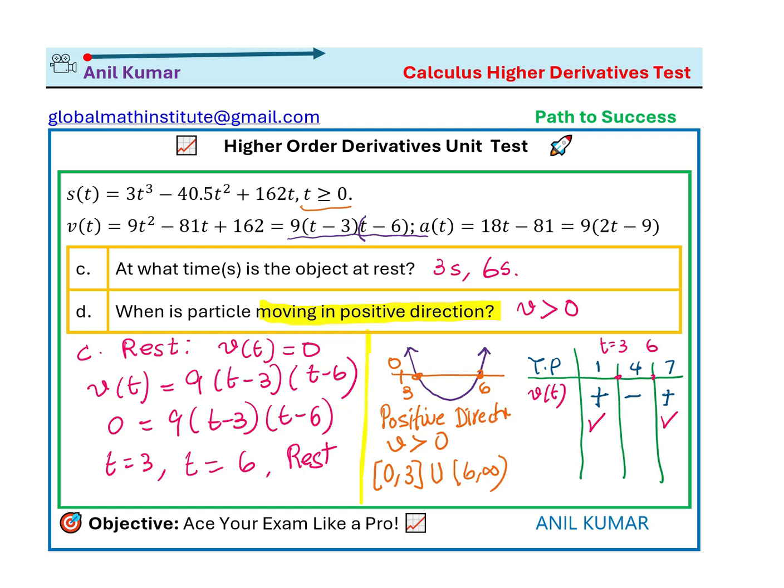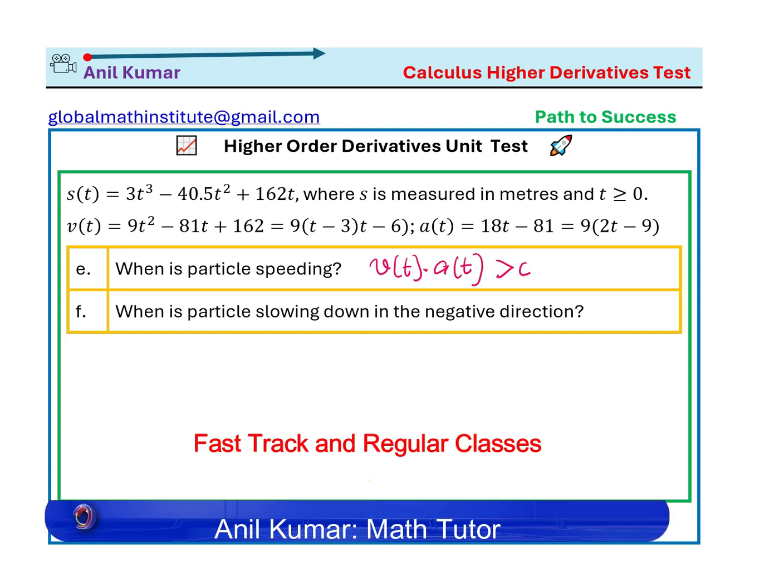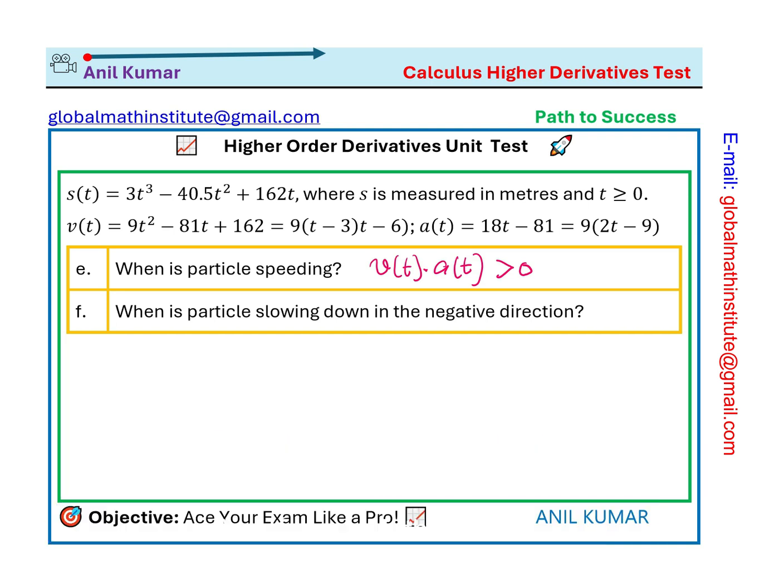Let's move on to the next part of this question. So part E is, when is the particle speeding up? Now speeding up means what? Speeding up means when the product of velocity and acceleration is positive. That is when it is speeding up. Both are positive, correct? Now, in this particular case, it is important to look at the graph itself. So we just sketch the graph of velocity, which is given in the factored form right here. So what I will do here is now sketch some graph for you.